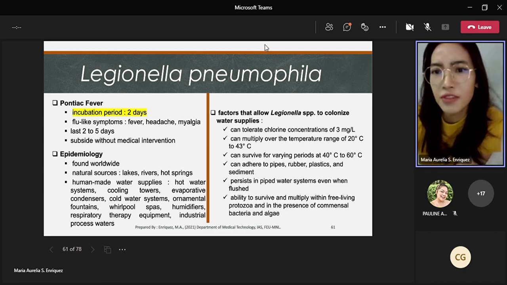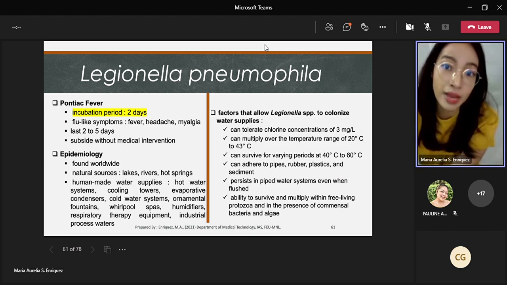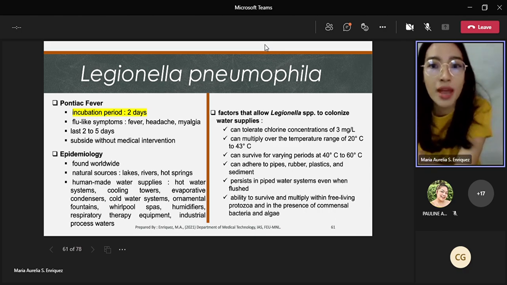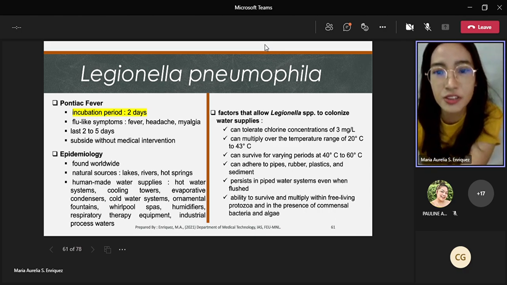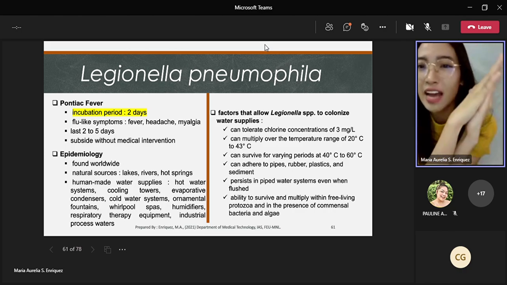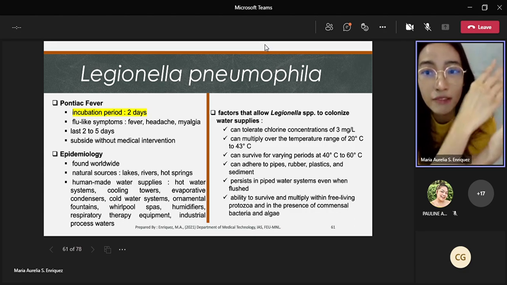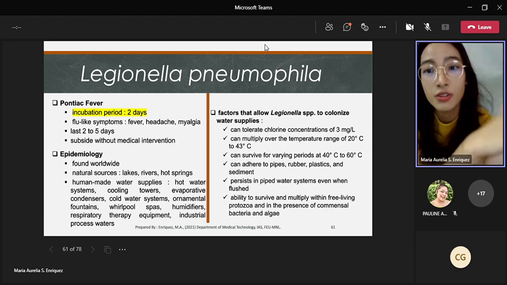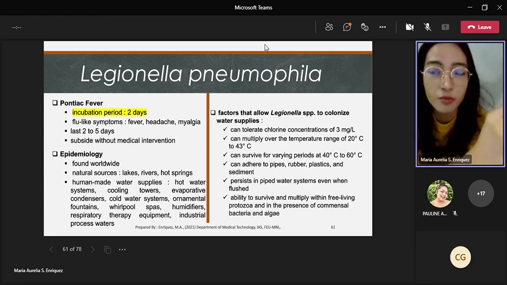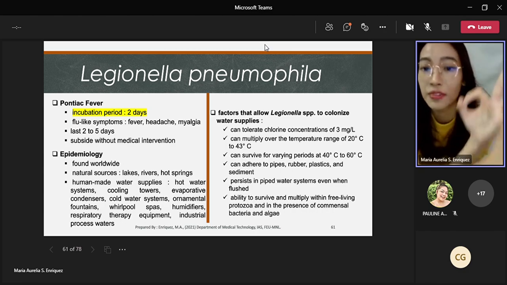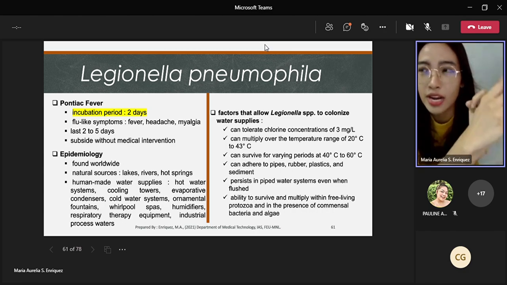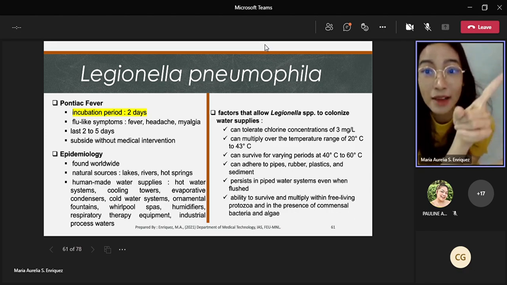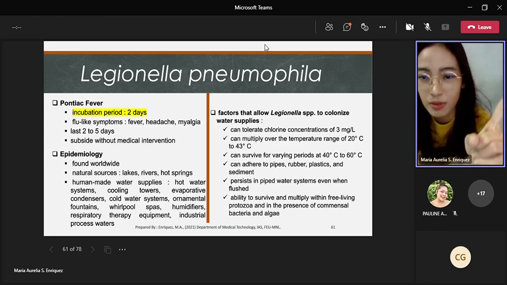Legionella pneumophila can be found worldwide and from both natural and man-made water sources. Now, there are many factors that have allowed Legionella to survive in such a wide range of water supplies. So, anywhere, kahit saang lugar po na nakikita yung may form of water supply, pwede po tayo makapag-isolate doon ng Legionella. So, they can tolerate chlorine concentrations for up to 3 milligrams per liter. Okay? And as we know, chlorine is common in swimming pools. So, pwede tayo makapag-isolate ng Legionella sa mga swimming pools.